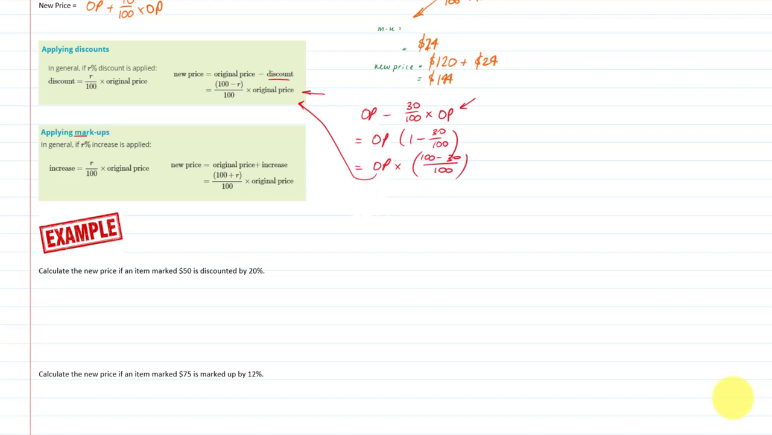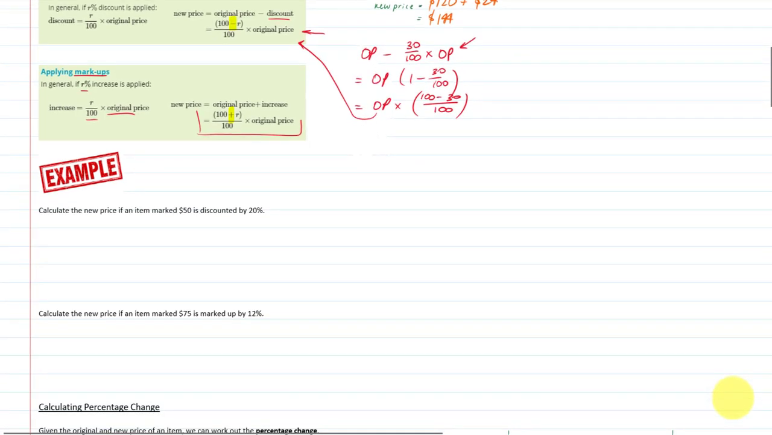And we've got a similar situation with the markups. In general, an R% increase will mean R over 100 times the original price, and we've got this answer here. And you'll notice the difference is that in this case, with a discount, we subtract that percentage discount, and with a markup, we add the percentage markup.